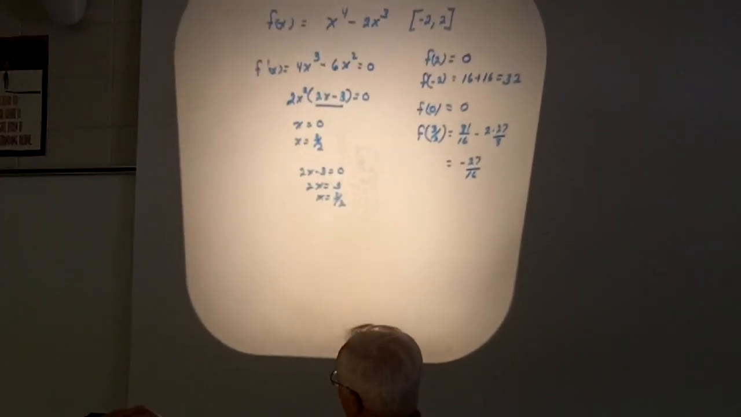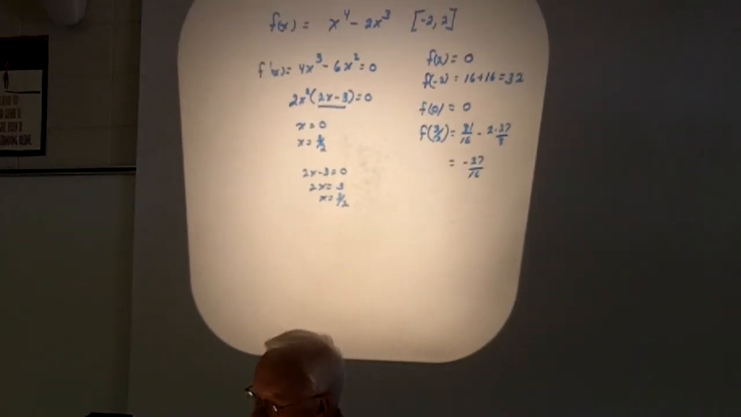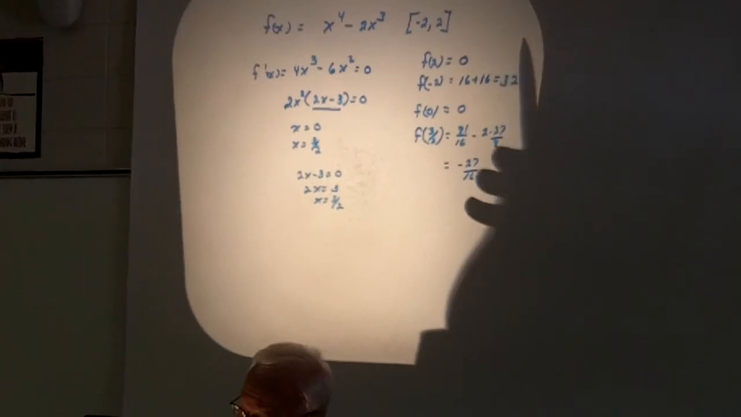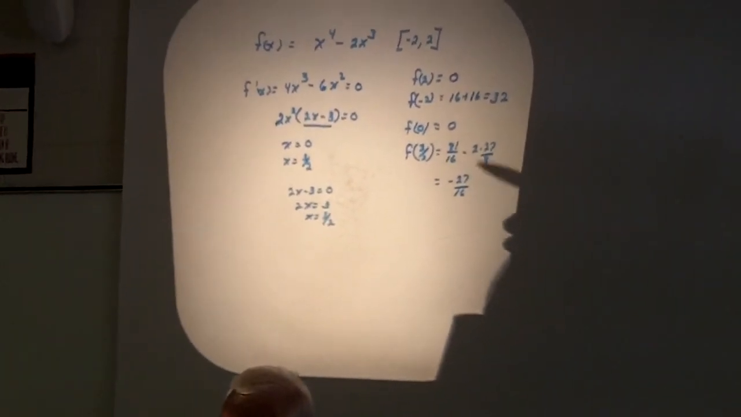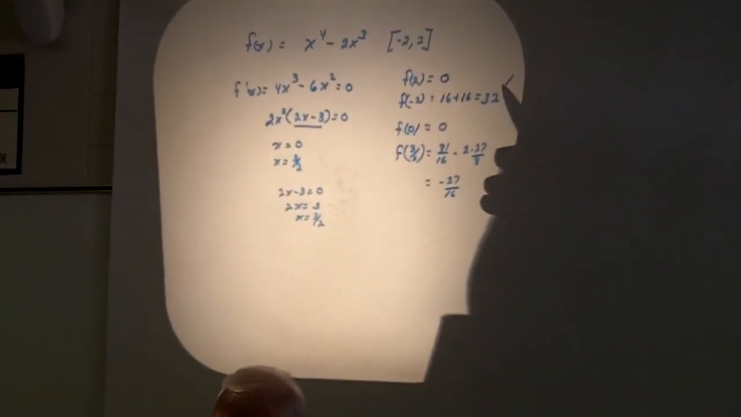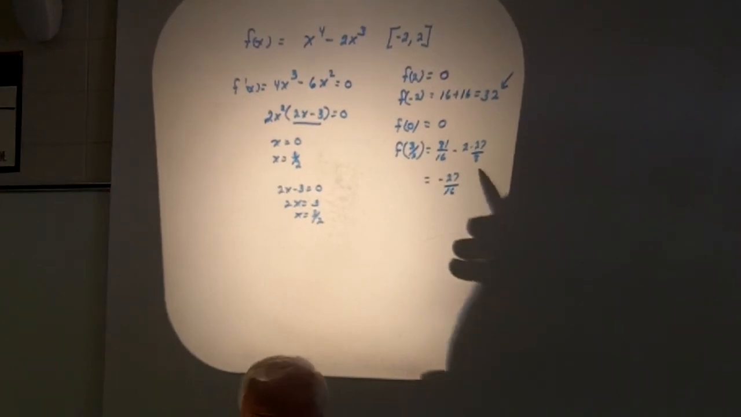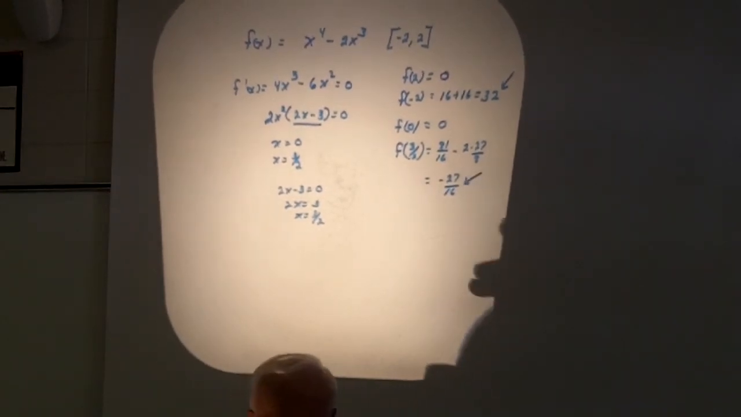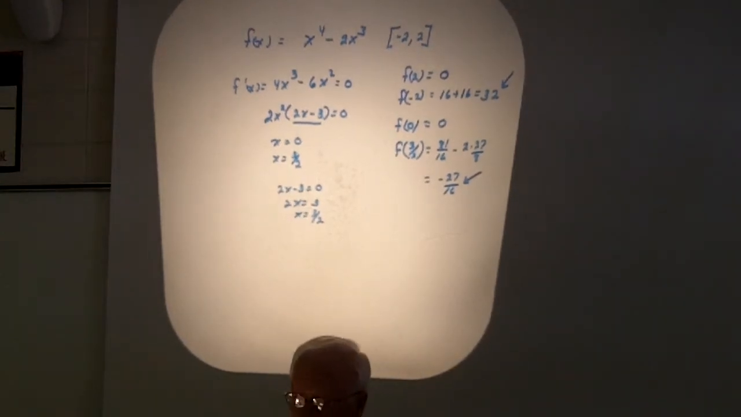Okay? Got it? Now, all you do is look at what's the largest number? That's that one. So that's the max. And this one is the smallest, so that's the min.